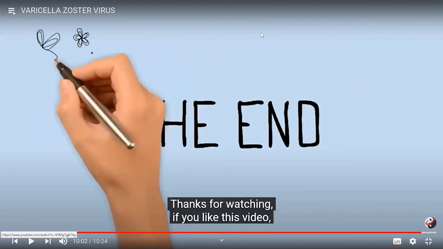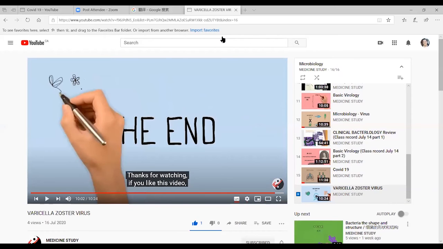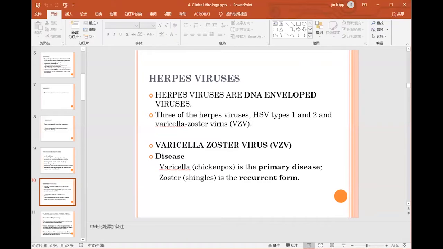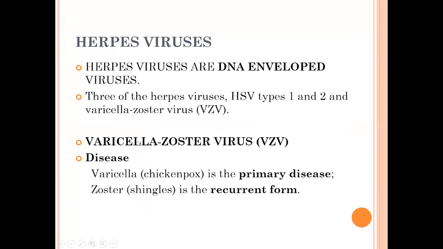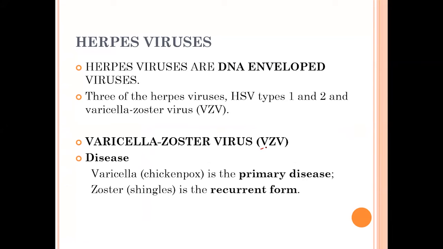So that's the general information about this virus. So we still continue here. So we say this virus causes two illnesses. One illness is chickenpox. That's the first time people get this virus infection. And then most people will be cured.